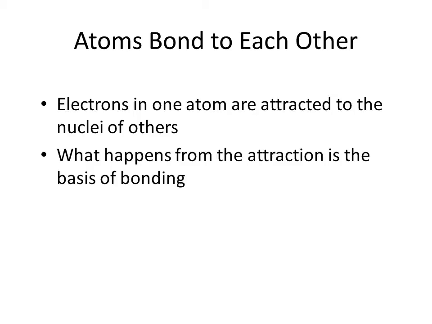Atoms will bond to each other. When you bring two atoms close to each other, the electrons in one atom are attracted to the nuclei of the others. What happens from this attraction is the basis of bonding. Sometimes we see electrons are exchanged, and sometimes we see electrons are shared.